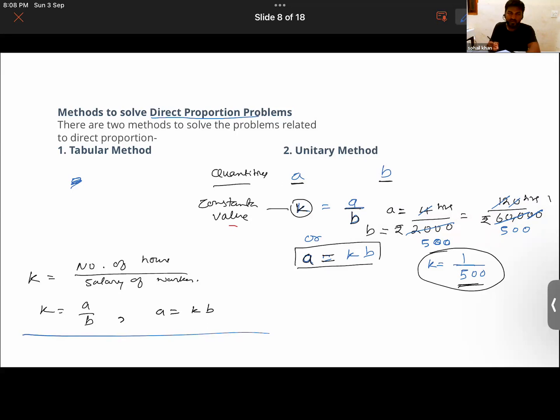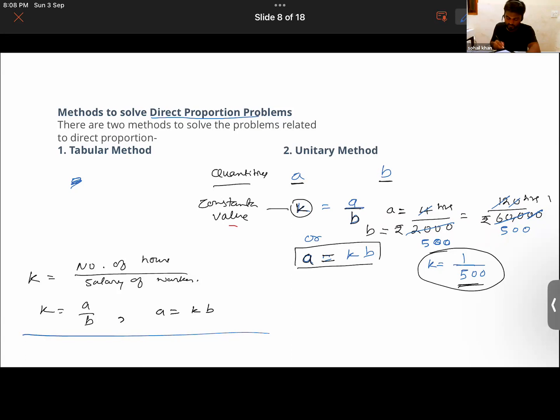Now we can just take 4 upon 2000 and then by the unitary method, 4 upon 2000 equals x upon 12,000. Then 4 upon 2000 multiplied by 12,000, cut the zeros, and 2 ones are 2, 60s are 120, and 60 into 4, 240. Good here, good there.